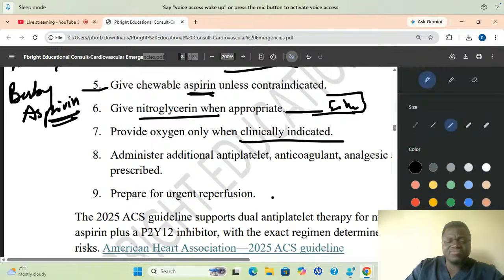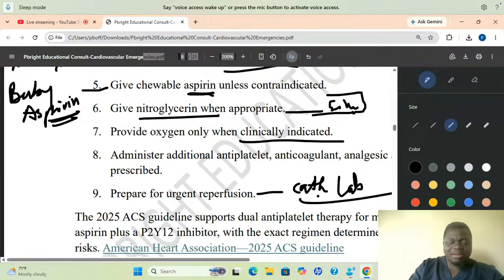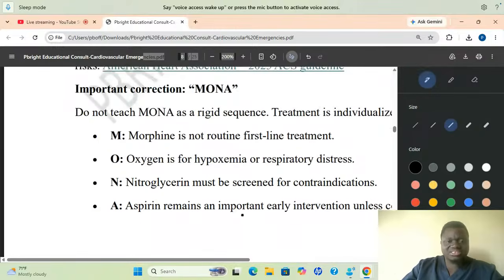Urgent reperfusion. So the CAT lab. Yes, you prepare for the CAT lab. We are taking the patient to the CAT lab to take away the clot, to take away the blockade, to repair the blood vessel that has ruptured. So whatever is causing the trouble in the heart, let's take note of that.